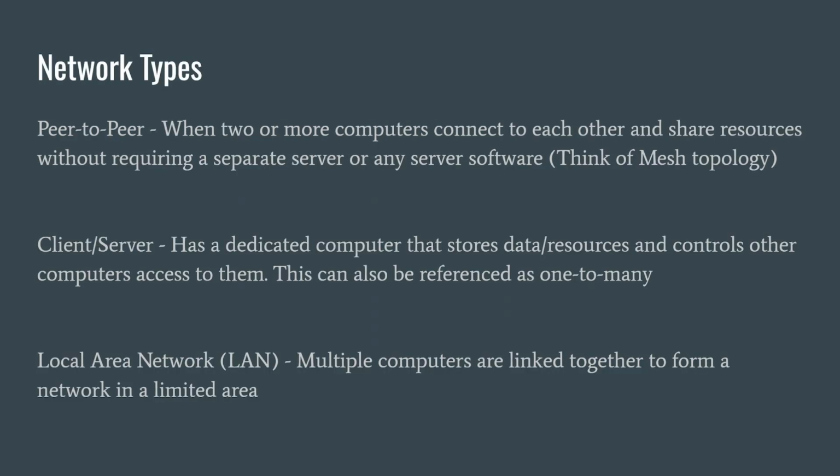So now that we covered the network topologies, let's go over the different network types. The peer-to-peer network is where two or more computers connect directly to each other and share resources without requiring a separate server or any other server software. You can think of this as similar to a mesh topology.